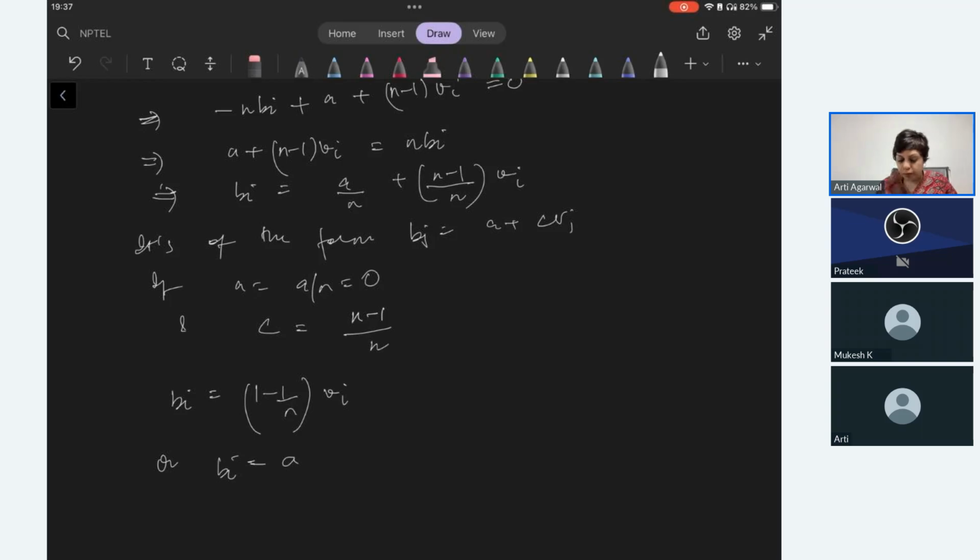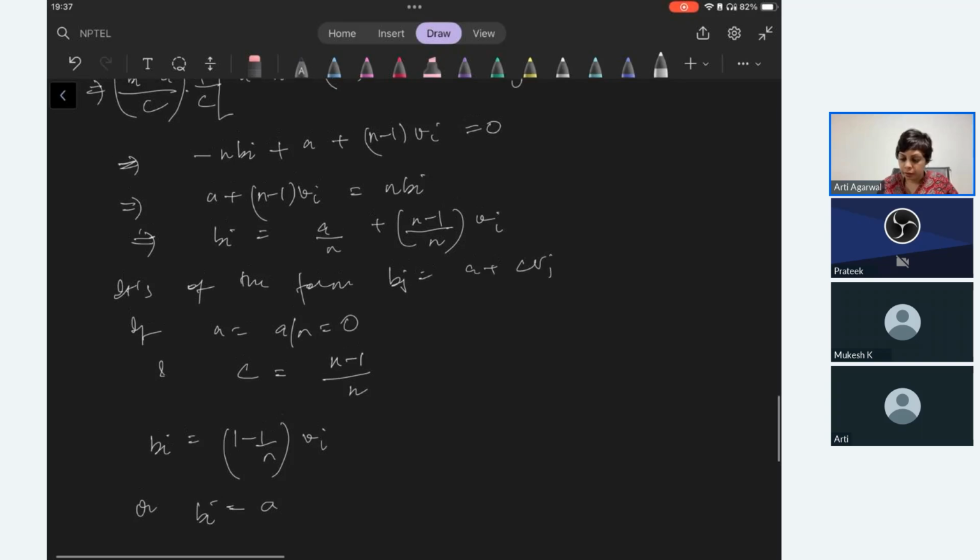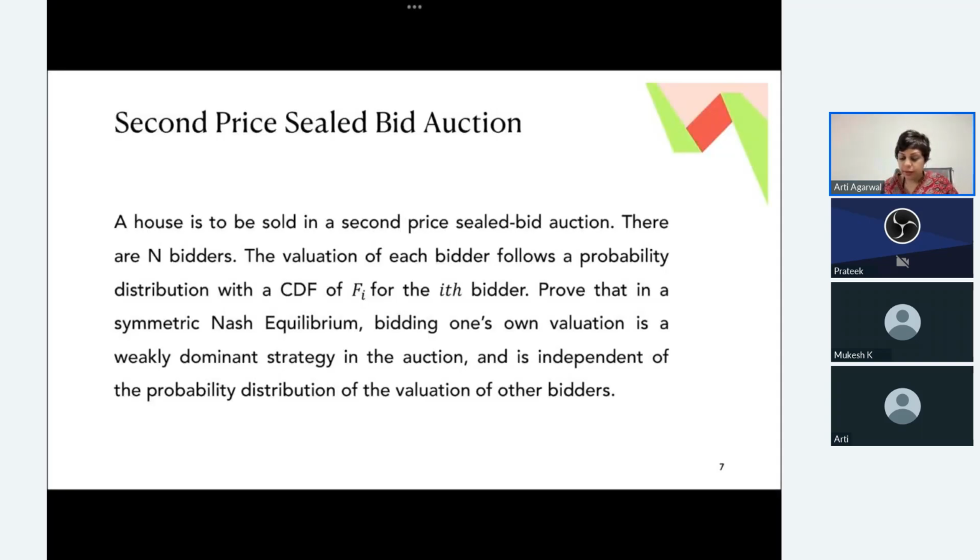Okay, so anything else? Okay, so I'm taking that as a no. So let's go to the second price sealed bid auction.